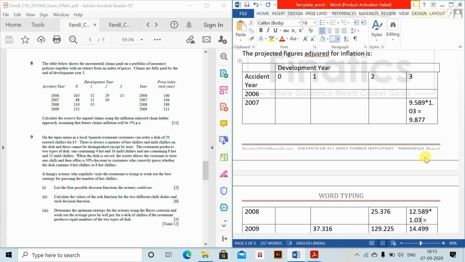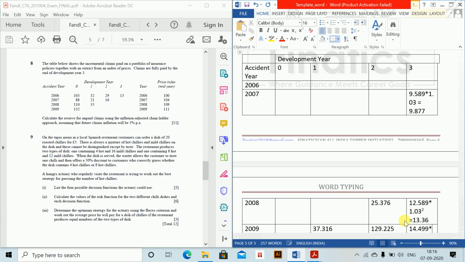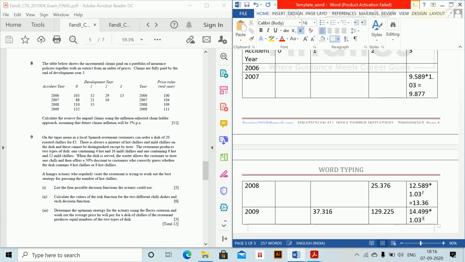12.5789 into 1.03 square, which is equals to 13.356. Then you have 14.5 into 1.03 cubed, which is equals to 15.843. Then into also 1.03, which is equals to 26.138, and this is into 1.03 squared, is equals to 31.005, and this is equals to into 1.03, which is equals to 38.435.